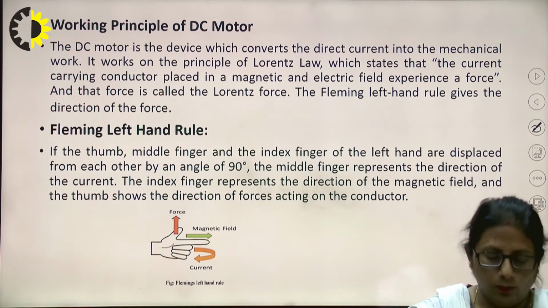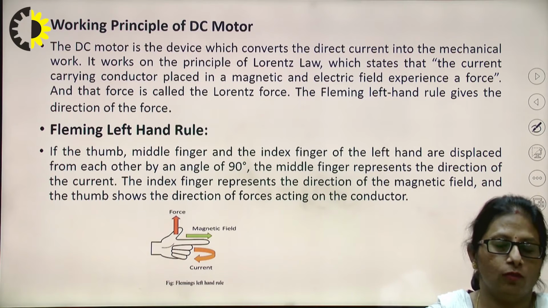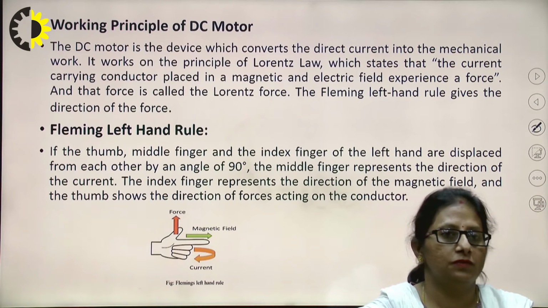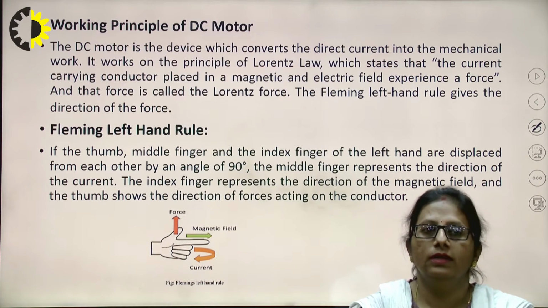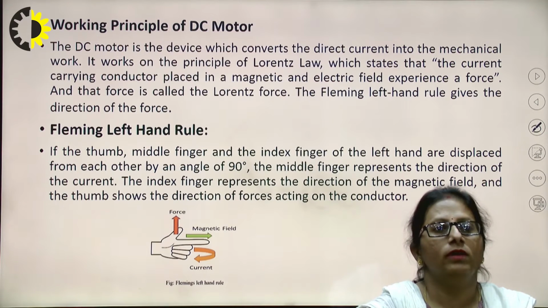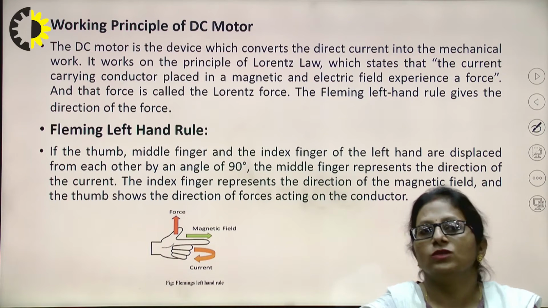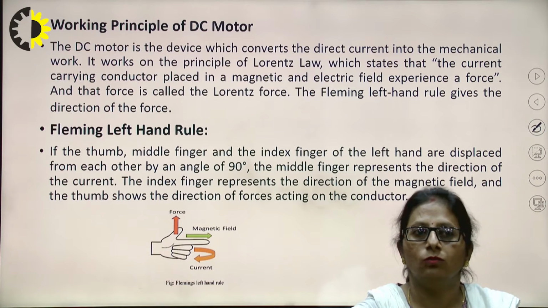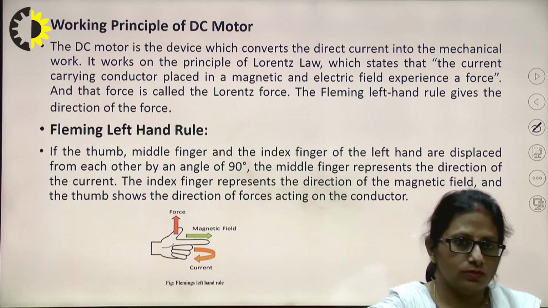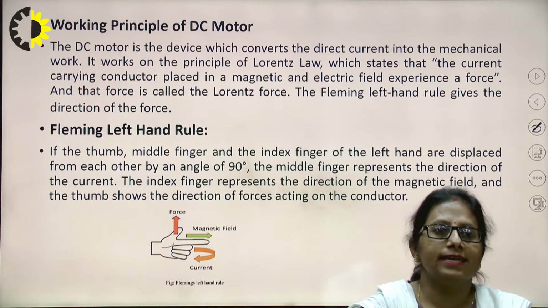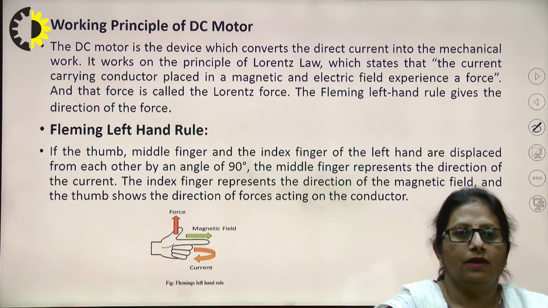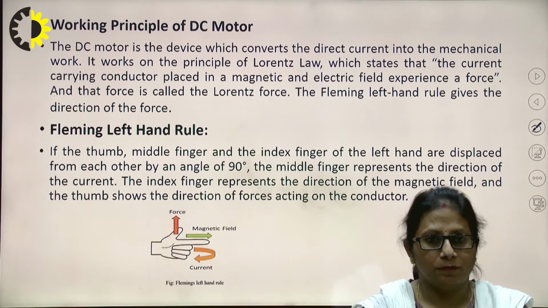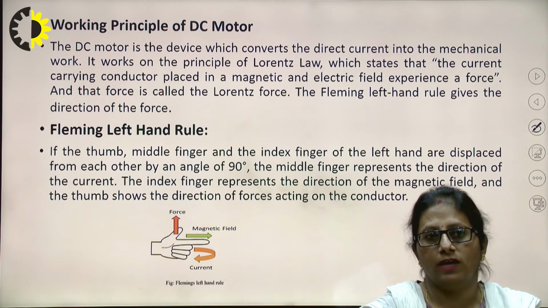Coming to the DC motor. We have seen the working principle of a DC generator. Now, constructionally there is no difference between a DC generator and a motor. The difference comes in the working principle. A DC motor is a device which converts direct current into mechanical work. It works on the principle of the Lorentz law, which states that a current carrying conductor placed in a magnetic or electric field will experience a force, called the Lorentz force. The direction is given by Fleming's left-hand rule.